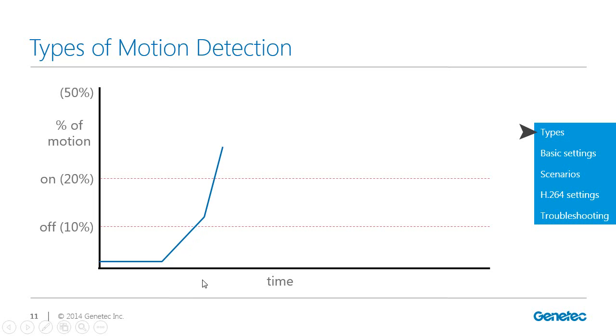With more motion, we pass our motion on threshold. Since we're not currently in a motion on state, it will send the motion on event. If we set this camera to record on motion, the archiver would start recording at this point.